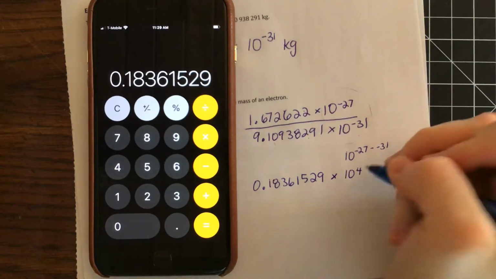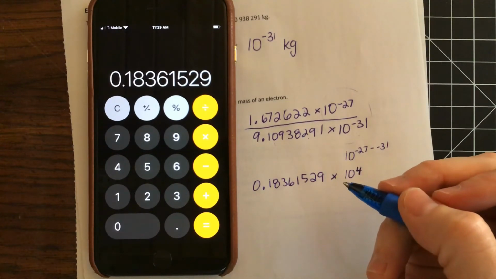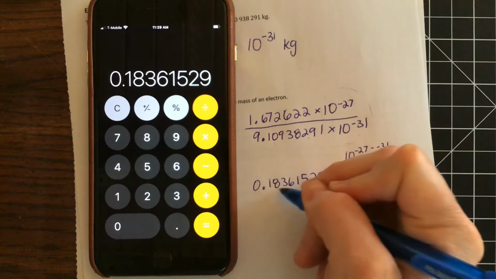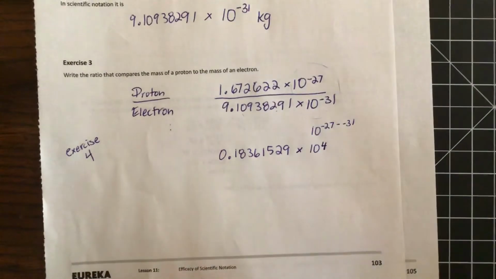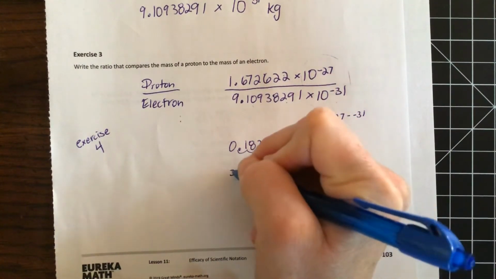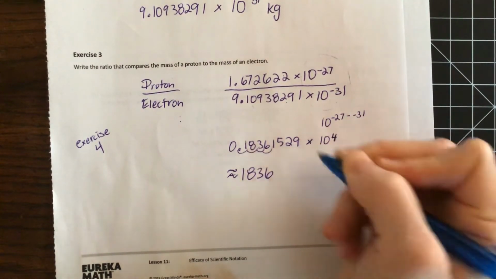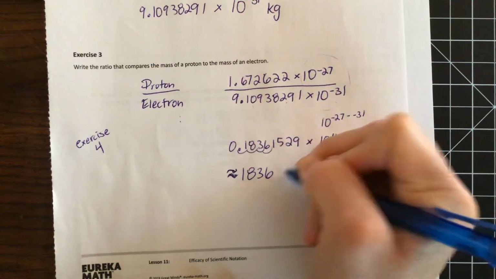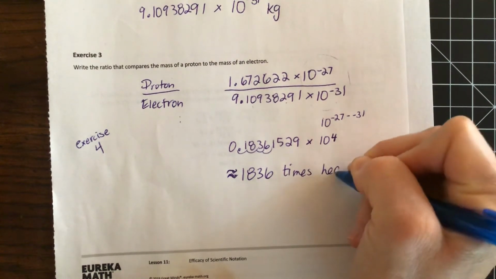Okay, which I now have to make into scientific notation, or actually just move the decimal, because really I'm telling, let's go back to the question. How many times heavier? So if I just have a whole number, that'd be nice. So let's just move the decimal, 1, 2, 3, 4. So it is about, let's say, 1,836 point, which let's just round since the next number would be 1, times heavier. Okay.